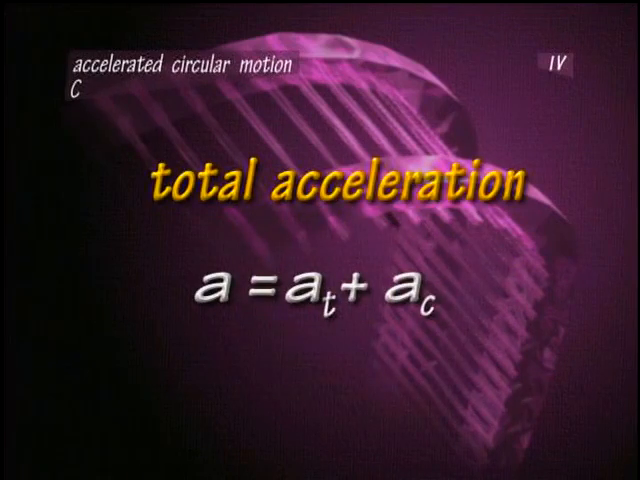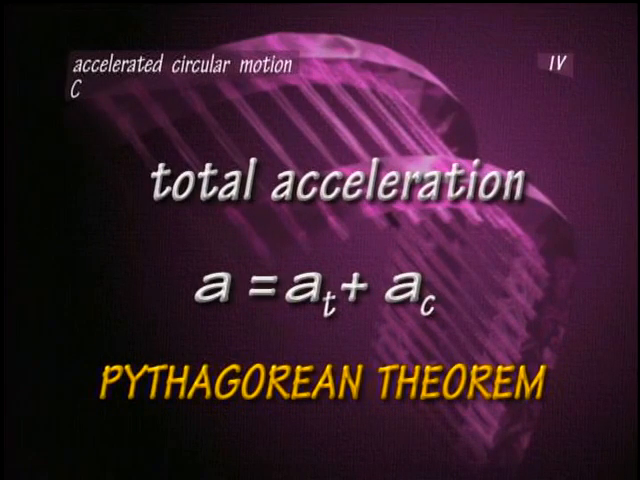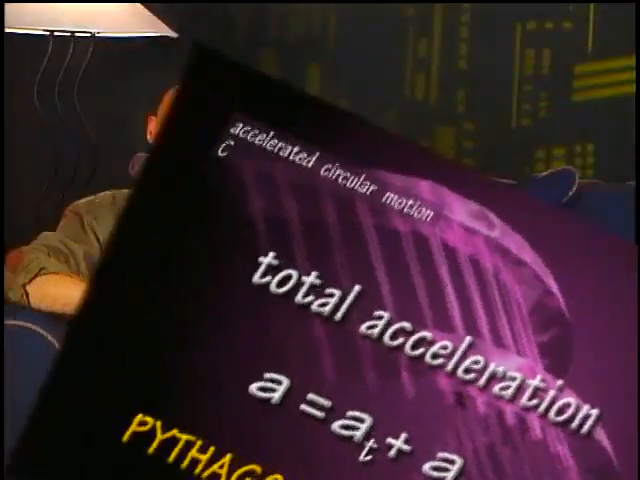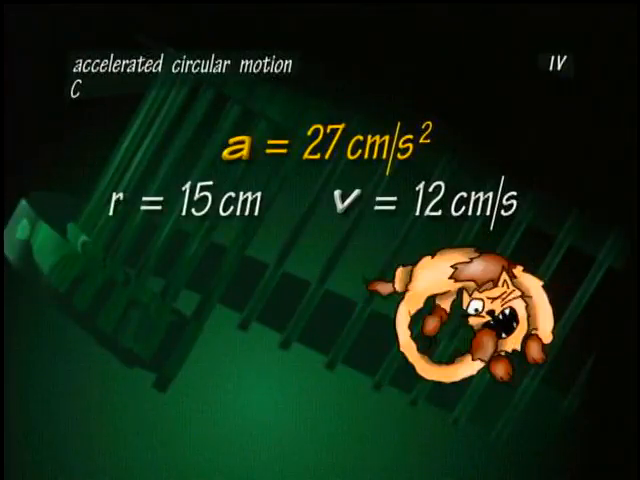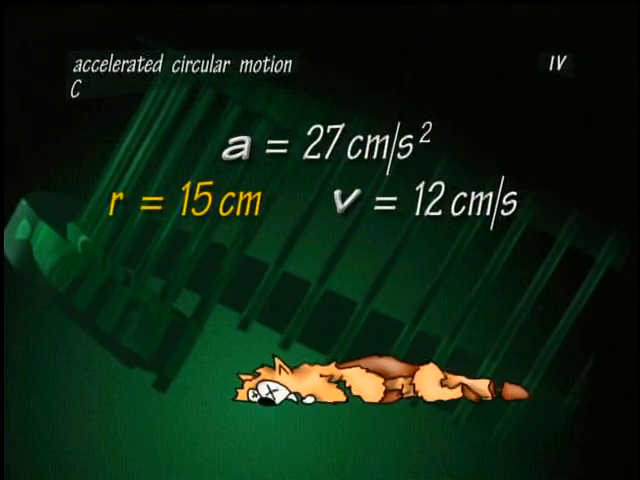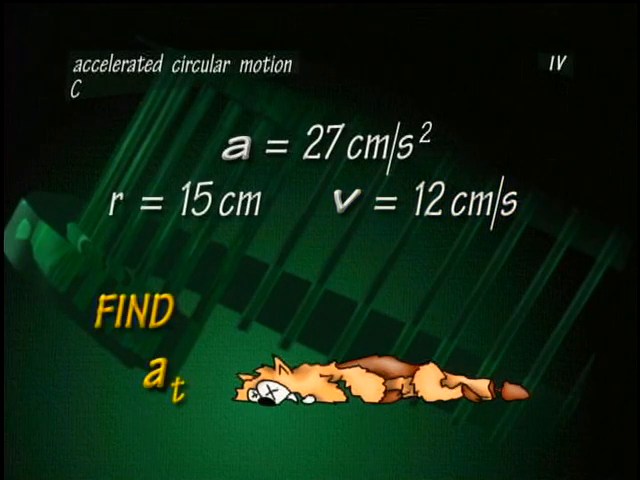The total acceleration of the object is the vector sum of the tangential acceleration and the centripetal acceleration. Remember, we can't add vectors using the regular old way. To find the magnitude of the vector sum, use the Pythagorean theorem. Let's do an example of accelerated circular motion. Bright as Light's cat, named Cat, enjoys chasing her tail. Her head moves in a circle with non-uniform acceleration. Her head's total acceleration is 27 centimeters per second squared. The radius of the circle is 15 centimeters, and the velocity of Cat's head at the start is 12 centimeters per second. Find the tangential acceleration.